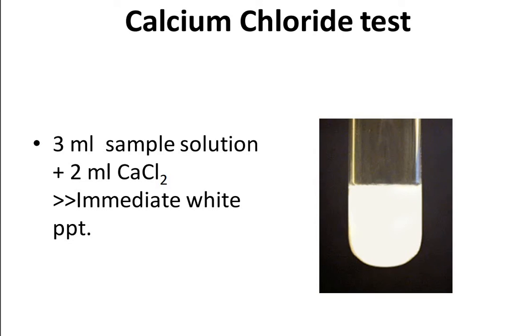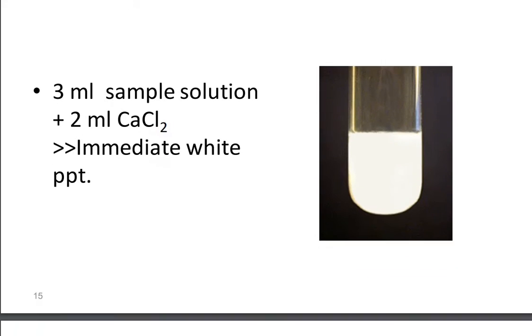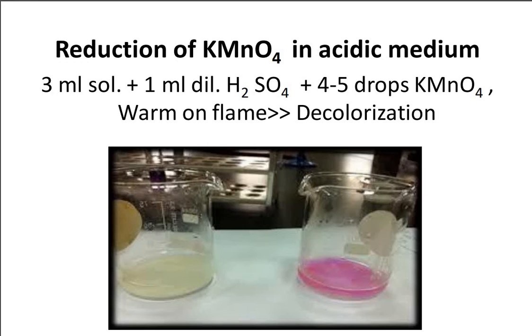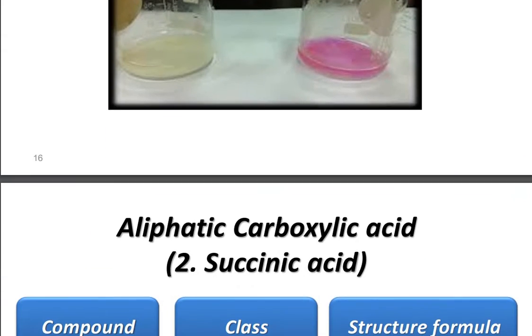Now calcium chloride test. 3 ml sample solution plus 2 ml calcium chloride, immediate white precipitate. And this is the test. Now reduction of KMnO4 in acidic medium. Take 3 ml solution plus 1 ml dilute sulfuric acid plus 4 to 5 drops KMnO4, warm on flame. Then you will see the decolorization.